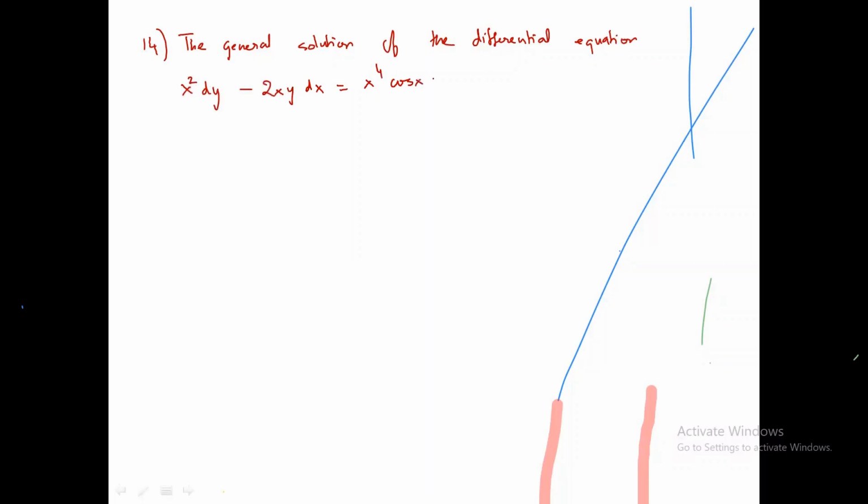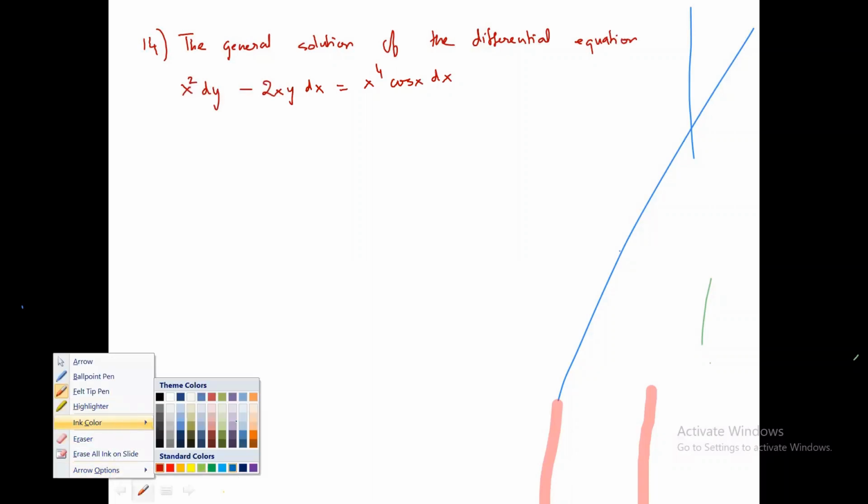Next, question number 14. We are finding the general solution of the differential equation x² dy − 2xy dx = x⁴ cos x dx. Okay, finding the general solution.